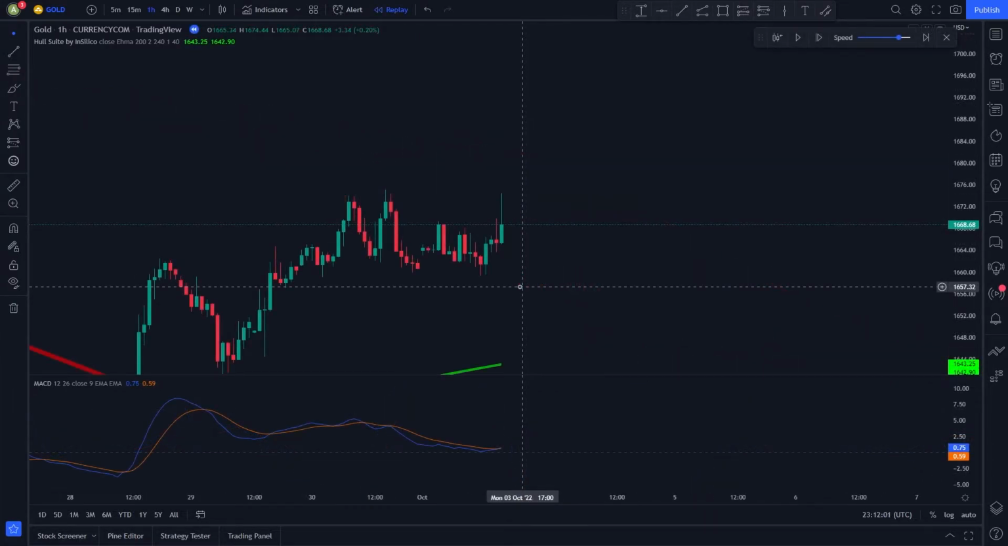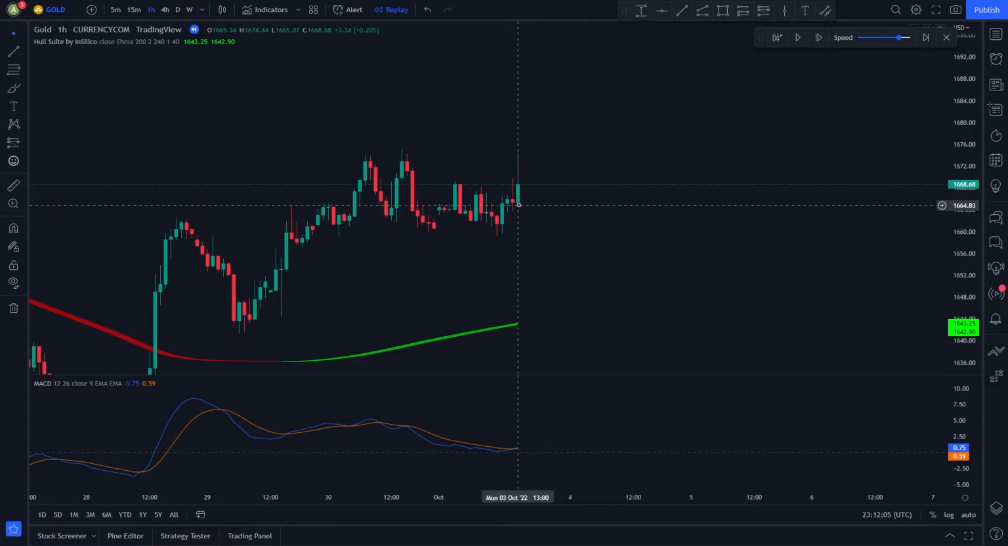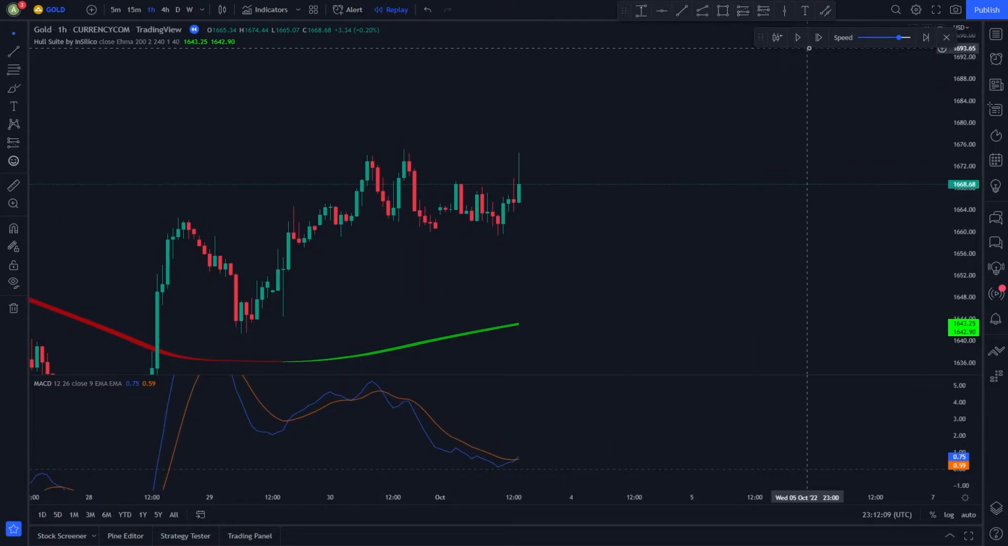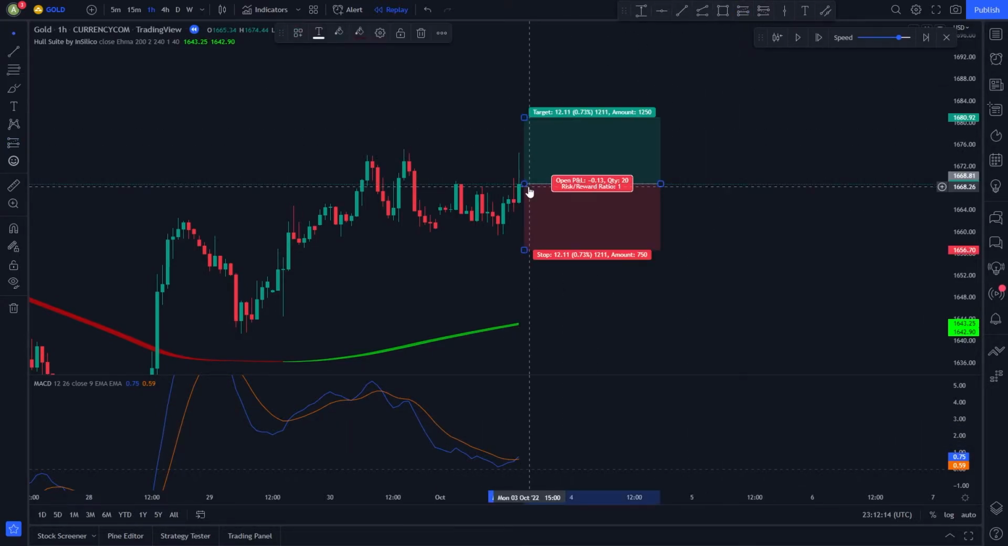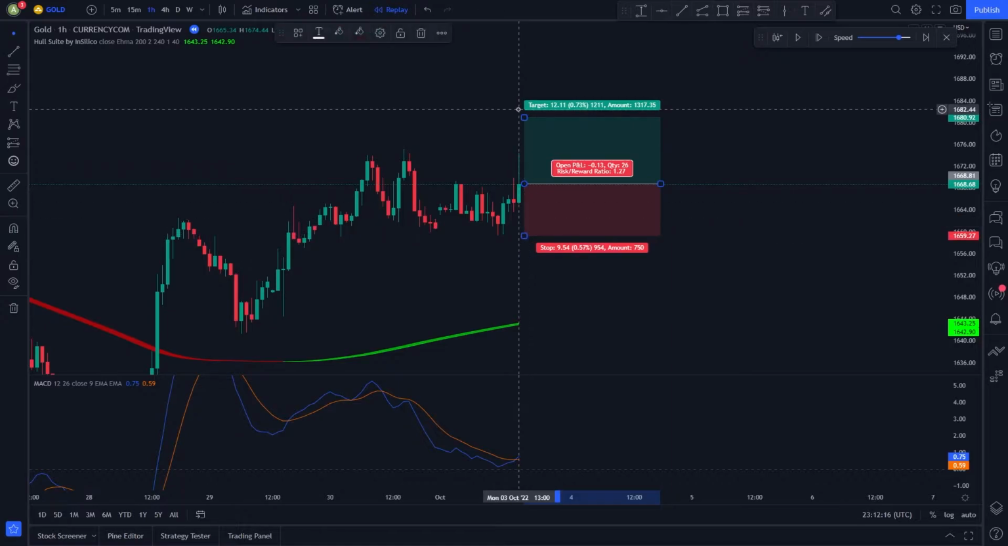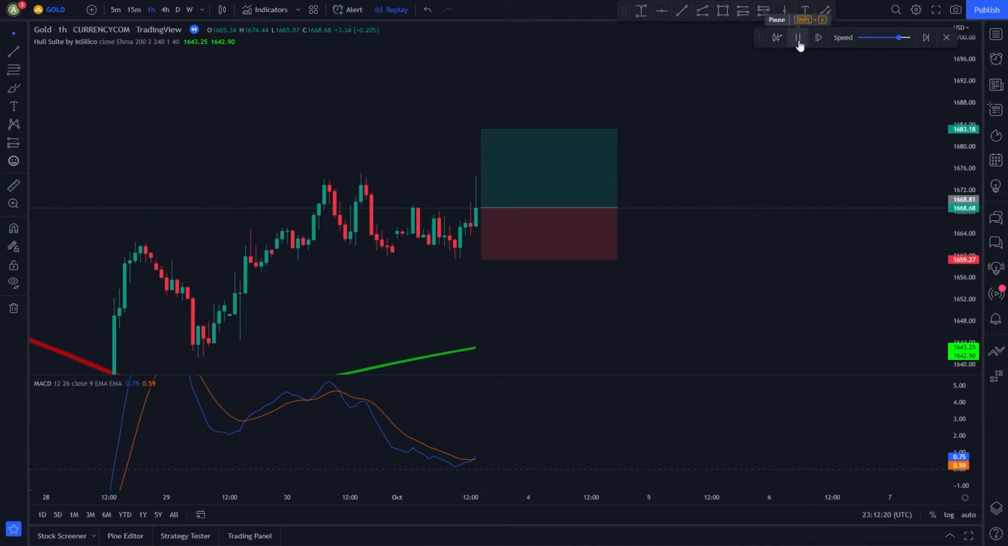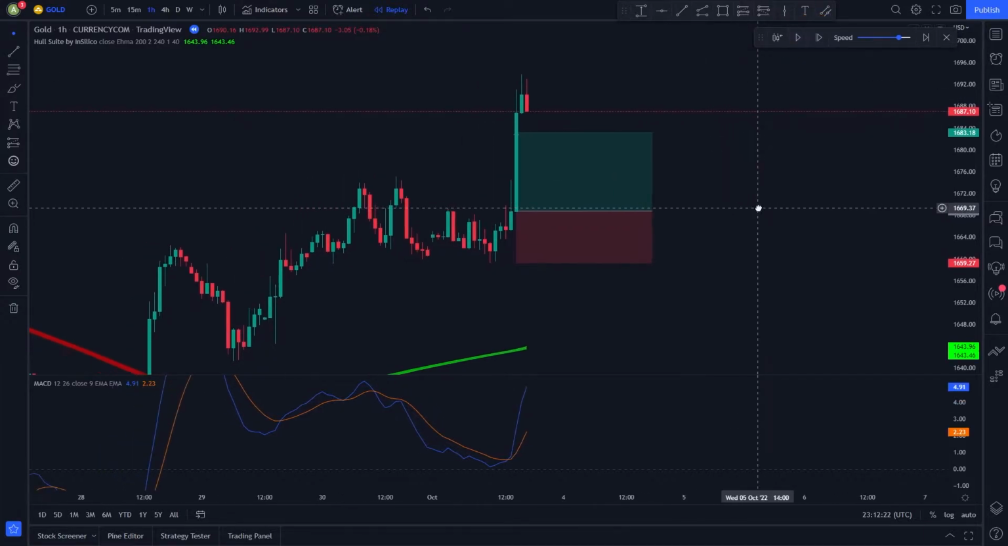In this example, the Whole Suite line is colored in green. The price is trading above it. The MACD indicator lines just crossed and the blue line is above the orange line. So all our conditions for a long position are met. We enter a long position. We set our stop loss at the recent swing low and our take profit at 1.5 times the risk. After a bit, the price hits our take profit target.